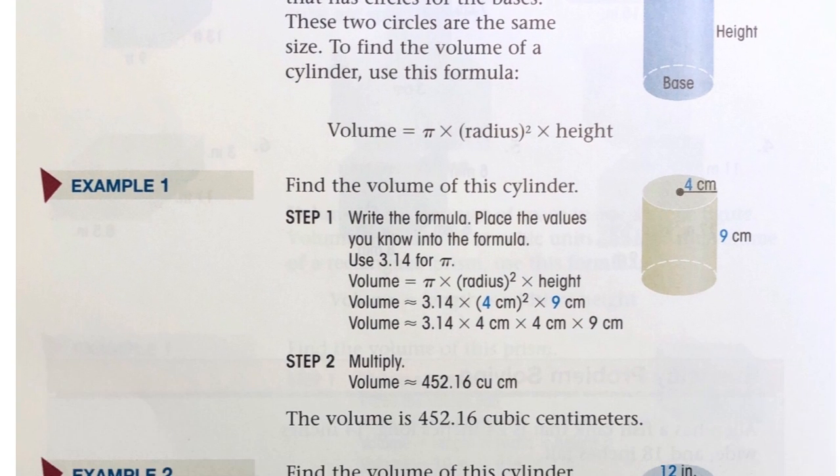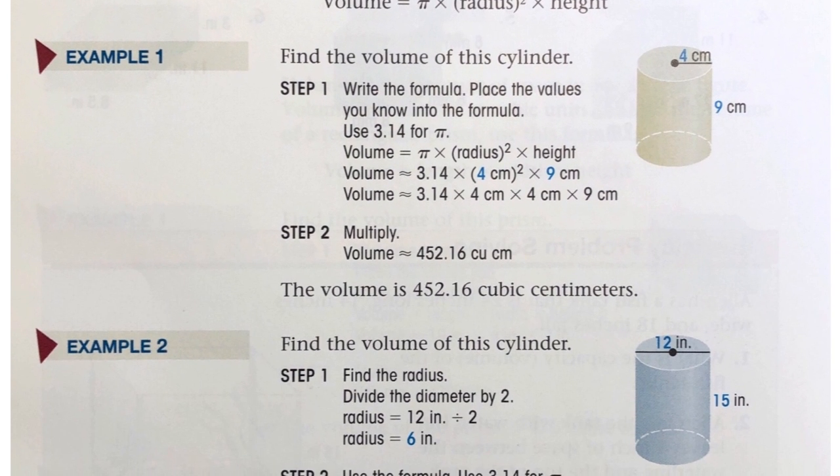For example 1, find the volume of this cylinder. Step 1, write the formula, then place the values you know into the formula. Use 3.14 for pi. So there's the formula, pi times radius squared times height. Replacing it with the numbers: 3.14 times 4 centimeters squared times 9 centimeters, which is another way to show it as 3.14 times 4 times 4 times 9.